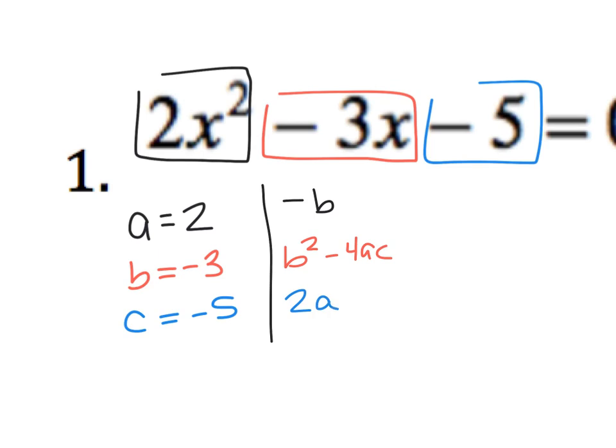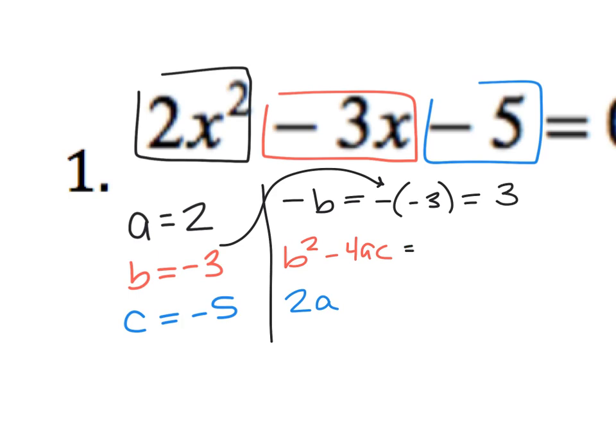So negative b is simply negative of a negative 3. And whenever you make a substitution, you need to practice safe math and put it in parentheses. What is the negative of a negative 3? You got it. It's a 3.